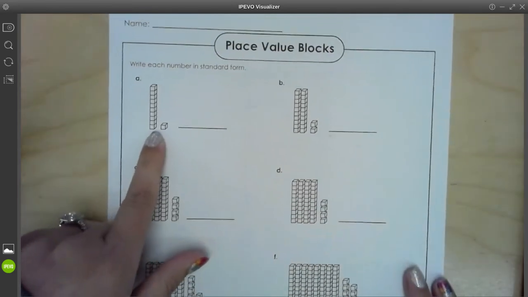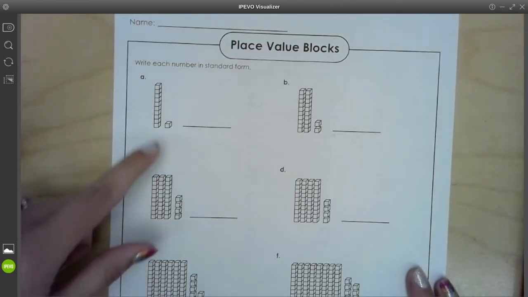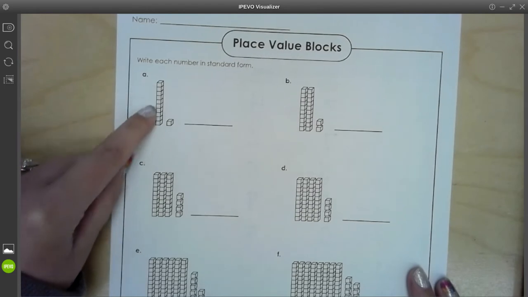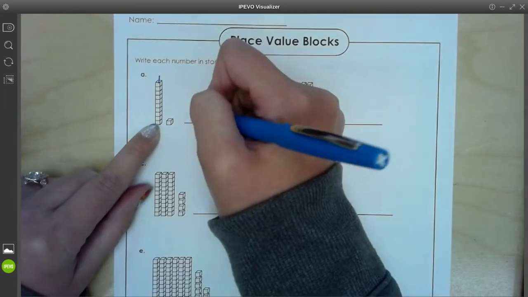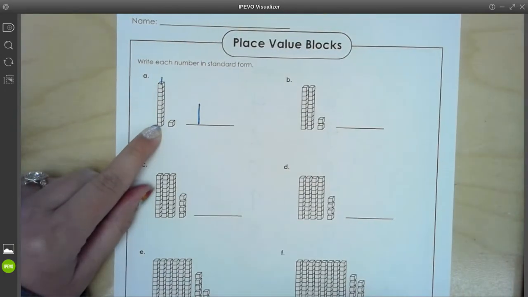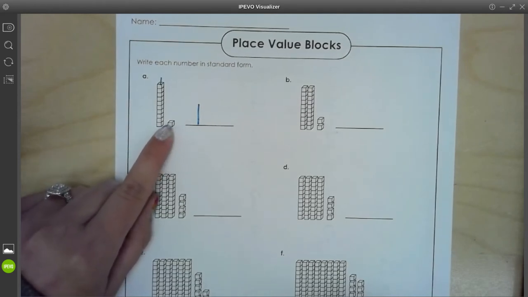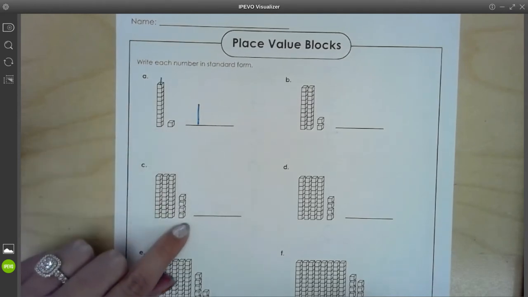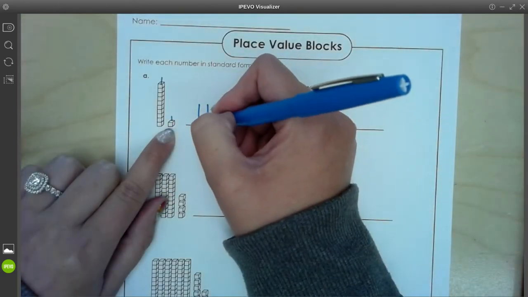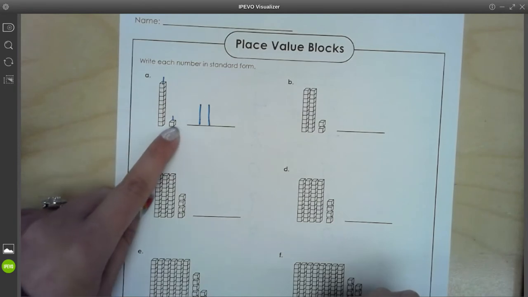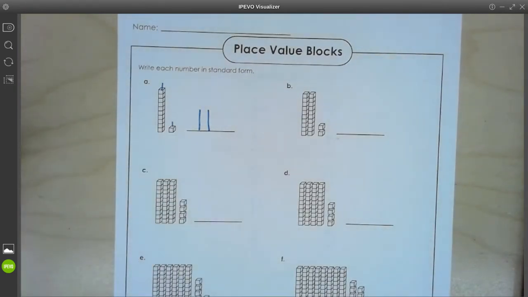So here we go, the first one here. How I started is how many tens blocks do I see? Remember, these long blocks like this are tens blocks. So I see one tens block, so I put a 1 in the 10 spot. And then you look for your ones, which are these individual blocks like these here. I see 1 one as well. So our number has 1 ten, 1 one, which gives us the number 11. So those place value blocks show 11.